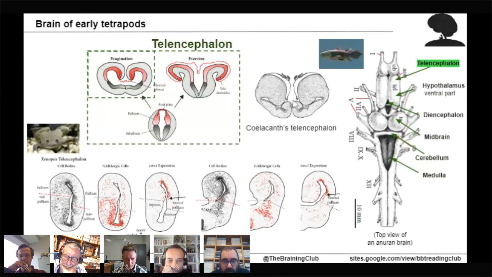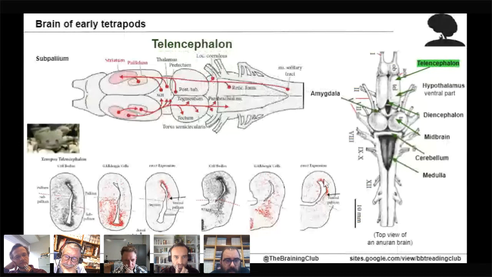In the anurans, the pallium can be easily distinguished from the subpallium, as we see in these images, by the presence of GABAergic neurons in the subpallium and the expression of MX1 in the pallium. The subpallium, in turn, is comprised of multiple structures such as the amygdala, septum, striatum, and pallidum.